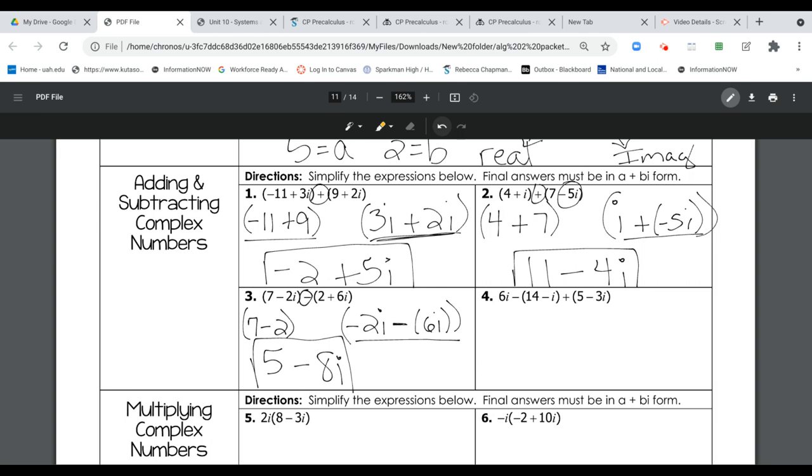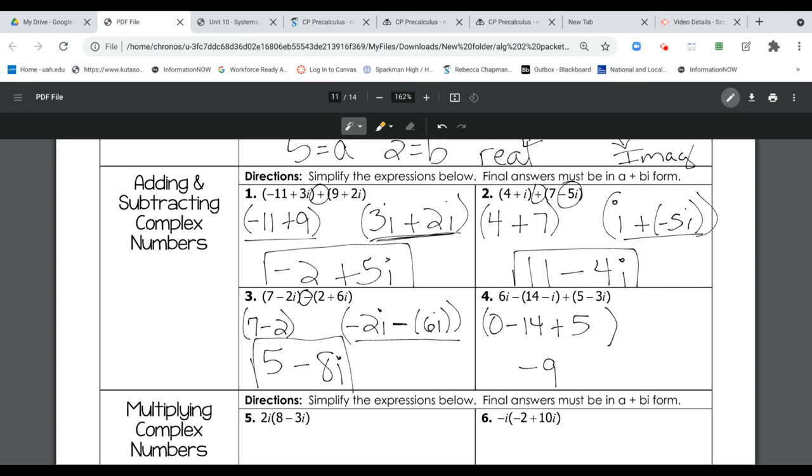Now, in example number 4, you have 3 complex numbers. You have the 6i, you have the 14 minus i, and the 5 minus 3i. So what we're going to do is add or subtract 3 numbers. This one does not have an a value, so that would be 0 minus 14 plus 5. So you have to keep it in order. So that ends up being -9.